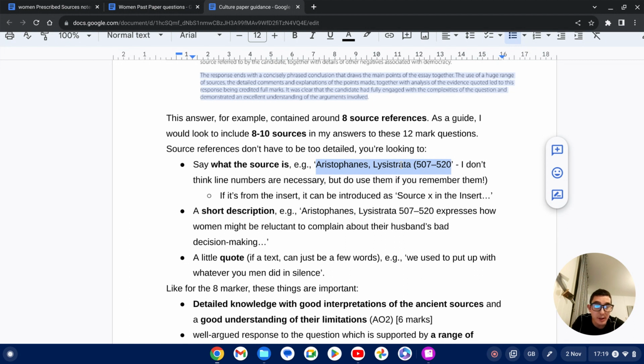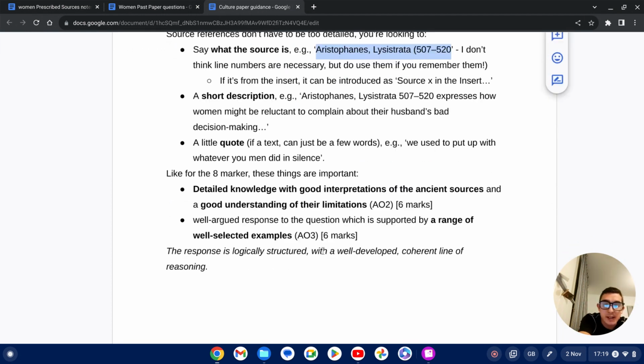And then if you can, from memory, if it's a text, do a quote. If it's not a text, then you probably just need to do your description a bit better. We used to put up with whatever you men did in silence. Okay, so your little paragraph in your 8 to 10 sources might be: Aristophanes' Lysistrata expresses how women might be reluctant to complain about their husbands' bad decision making, as shown by "we used to put up with whatever you men did in silence." This demonstrates how you could then talk about the limitations of this, about how this is a play and it's a comedy, etc. Like for the 8 marker, these things are important.